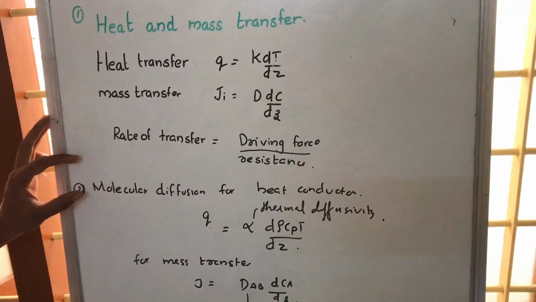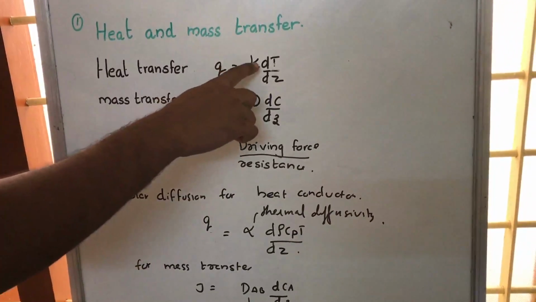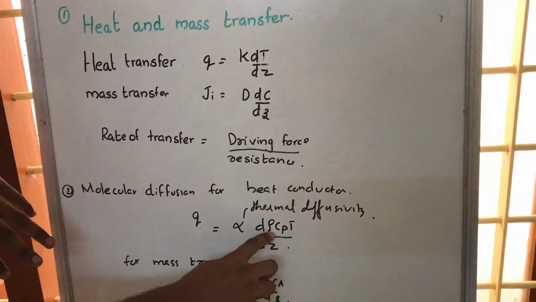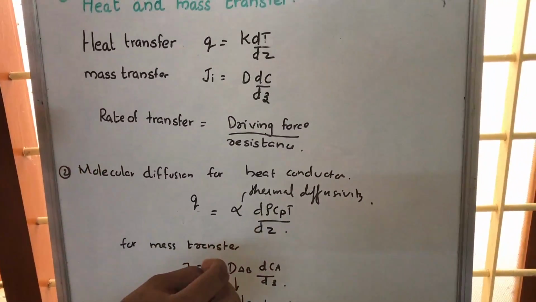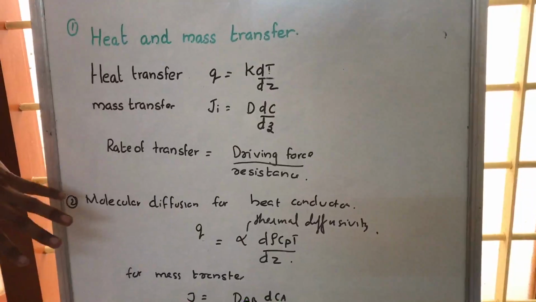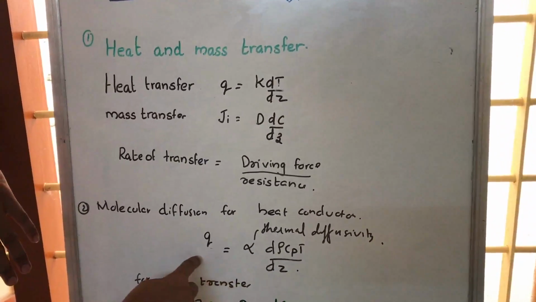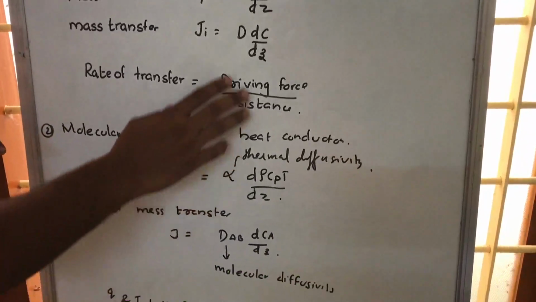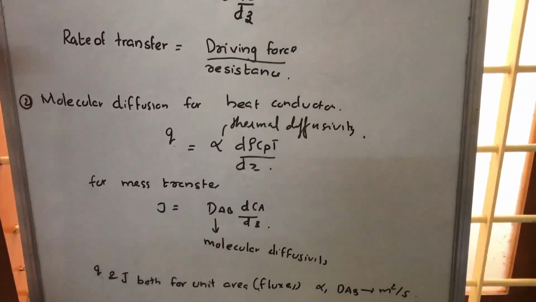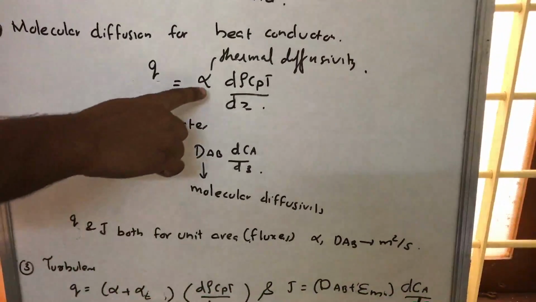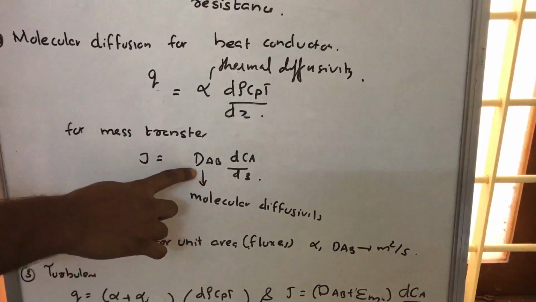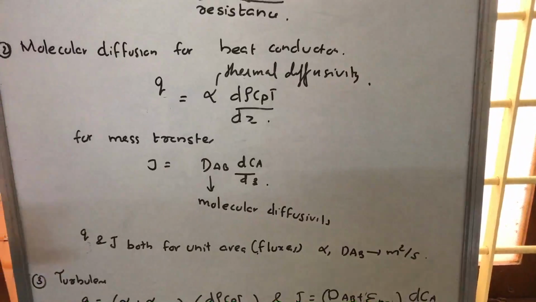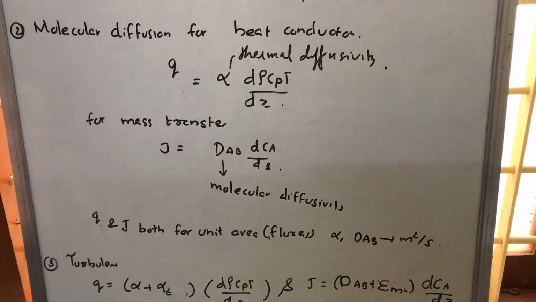If you go to the macroscopic level, what happens is this k will be substituted by alpha, and instead of T we will write rho Cp T, and there are no other changes, only this one is the change. There we will get q is equal to alpha d(rho Cp T) by dz. So this is for heat transfer. For mass transfer, actually the same equation, but we write D_AB. So this alpha is thermal diffusivity and D_AB is the molecular diffusivity. So that is also again the next analogy when we are looking at the microscopic level.